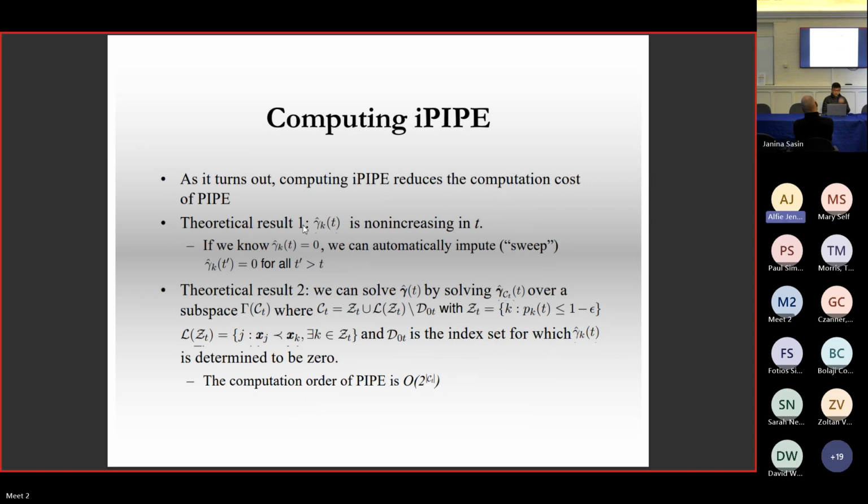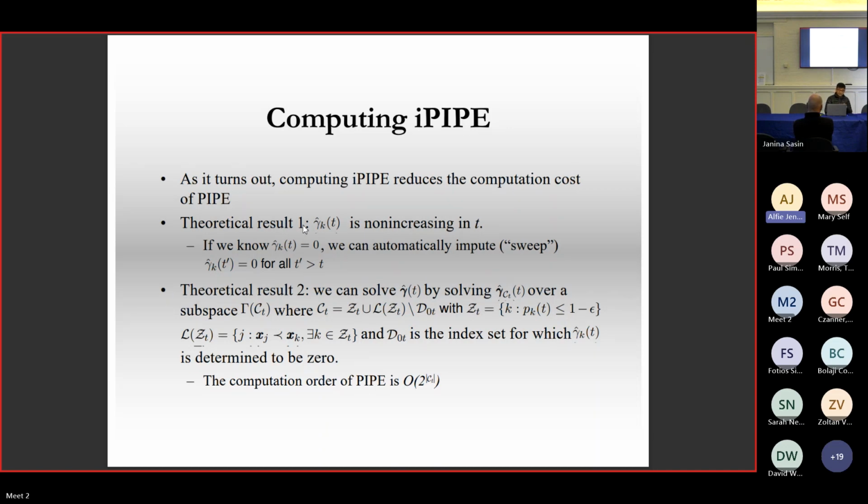So this is what I promised at the beginning, that I'm going to skip all the technical details. I can tell you that in the paper, we've developed two algorithms to deal with computing IPipe. As it turns out, computing IPipe is easier than computing pipe. This is counterintuitive because when you do IPipe, you need to do pipe for every given t. But we leverage some interesting theoretical results that make it much easier. Even if you just want to do pipe, you want to do IPipe because it's much easier computationally.